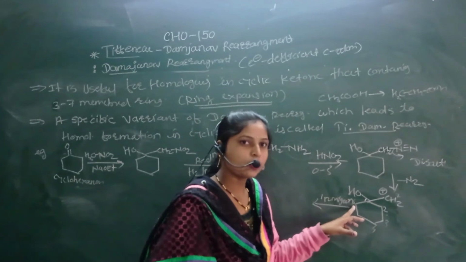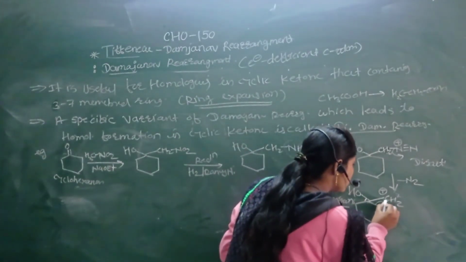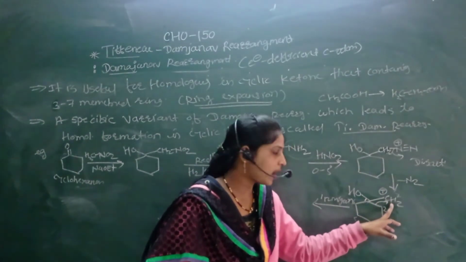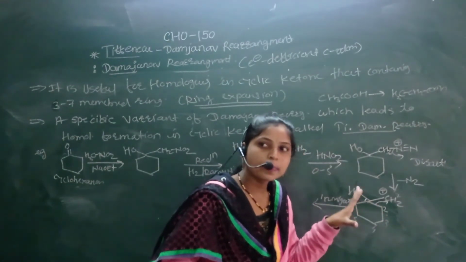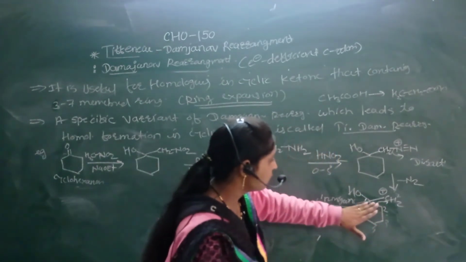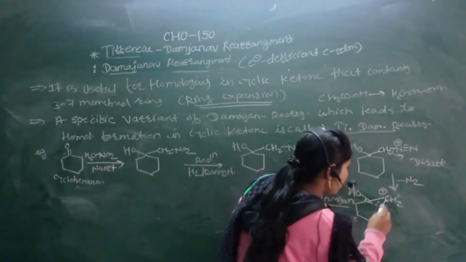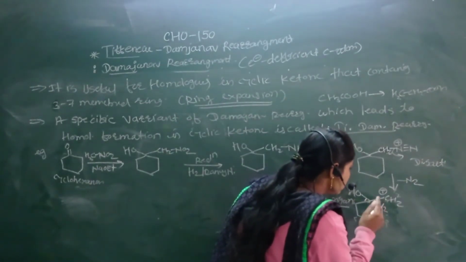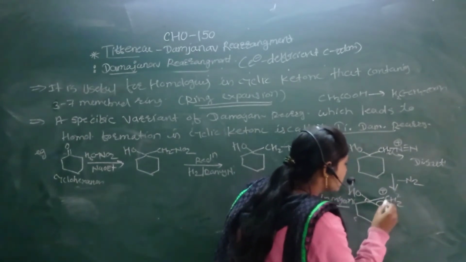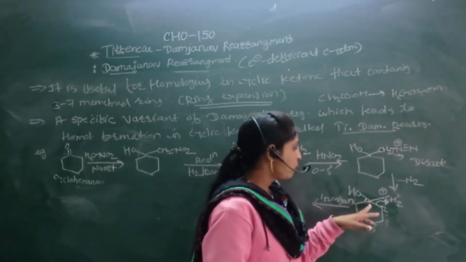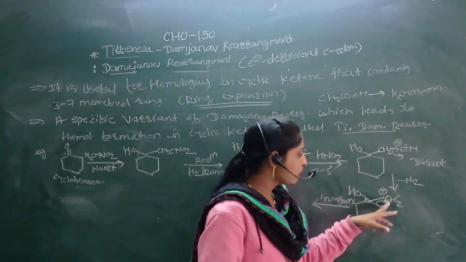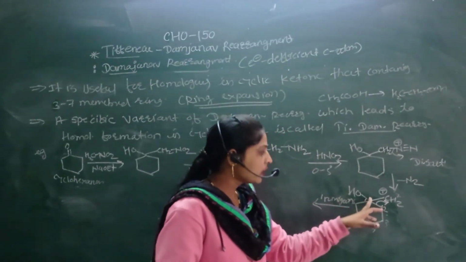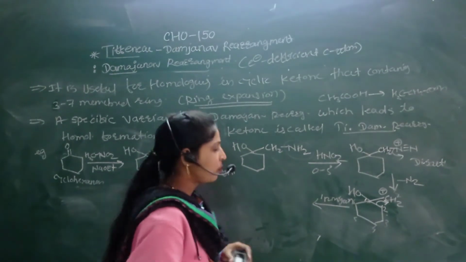Simply here a 1,2 migration takes place, this rearrangement takes place. So this bond shifts on this carbon, forming a bond between this C2 and this C7 carbon, which means the bond between C1 and C2 is broken. So formation of the 7-member ring, we write here as it is. This carbocation is stabilized by breaking the bond between C1 and C2. So formation of the bond between C7 and C2 means breaking the bond between C1 and C2. Again, this C1 carbon carries positive charge, that is a carbocation formation.